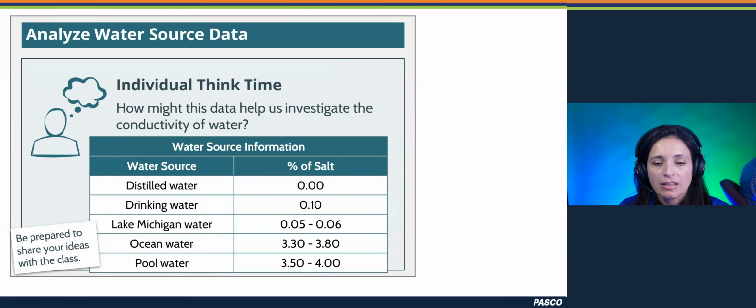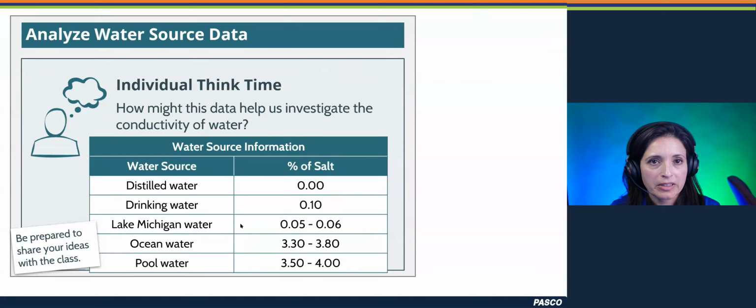I'm going to present some data here. Everybody think on their own. Here's some data about water sources. Distilled water has no salt in it. Drinking water, percentage-wise, has 0.1% of salt. Lake Michigan water, which remember is near the area that we just looked at, has a really small percentage of salt, less than 0.1% even. It's even less salt than drinking water.